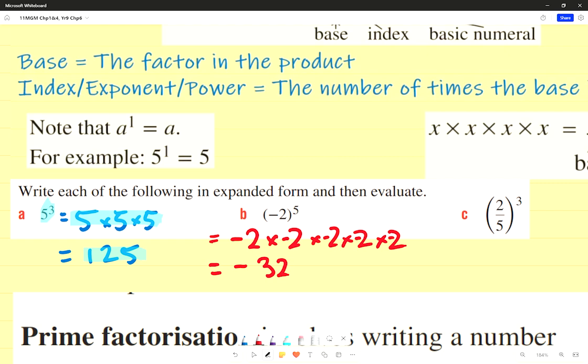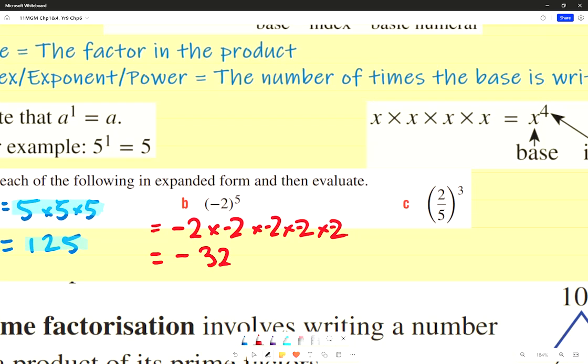Chris, question? Okay. Last one, same understanding. I want you to copy down 2 over 5 times 2 over 5 times 2 over 5. To be clear, we're doing this the long way. There are rules for us to be able to do this the short way, but we're going to learn them next week. For now, I just want you to understand what they are first, and then we'll go through the rules later on.